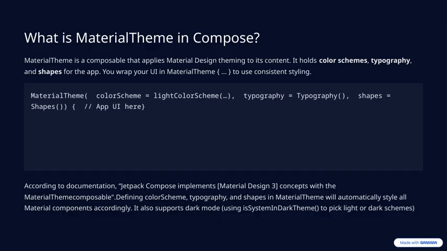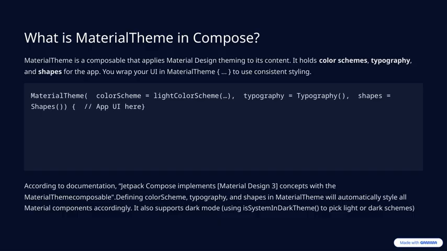When you wrap your UI components in MaterialTheme, you're effectively telling Compose to style everything inside according to your chosen theme settings. For example, you might specify your color scheme, typography, and shapes like this. MaterialTheme, colorScheme = lightColorScheme, typography = Typography, shapes = Shapes.